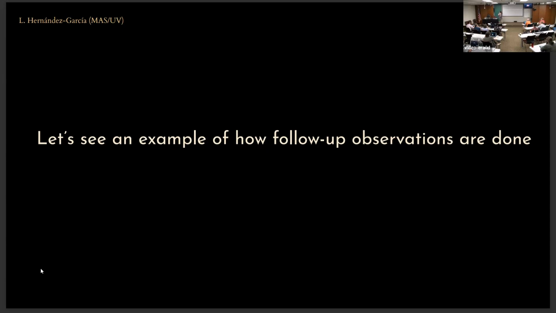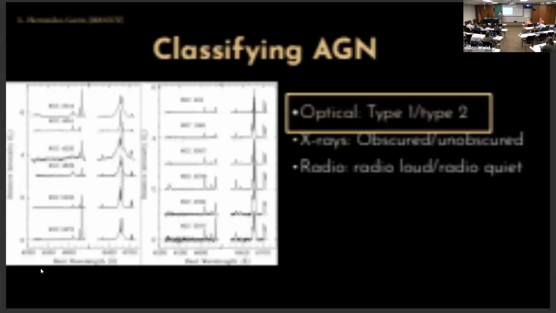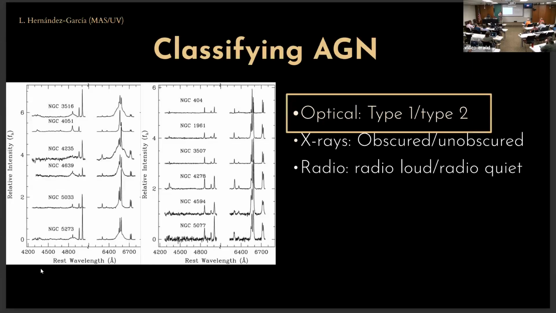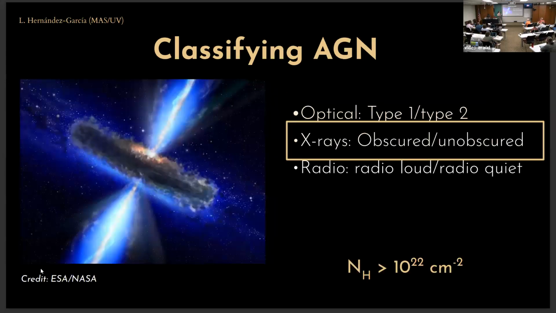Okay, but before, let's start with a very brief introduction on how we classify sources when we observe them at different frequencies. So historically, in the optical, we would classify a source as type 1 or type 2, depending on the presence or not of broad emission lines in the optical spectrum. And if we go to the X-rays, we would differentiate between obscured and unobscured sources, depending on the column density that we can measure from the X-ray spectrum.